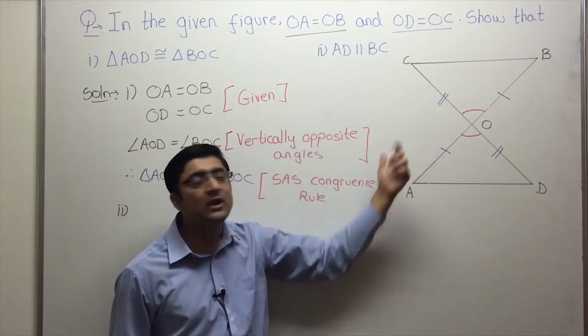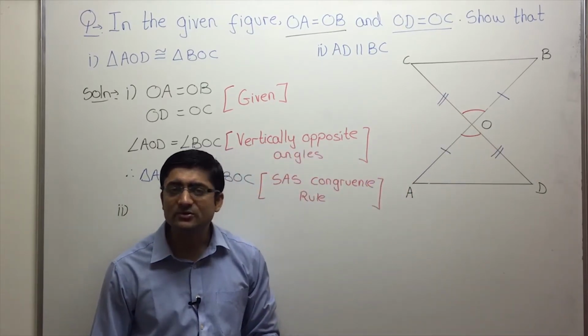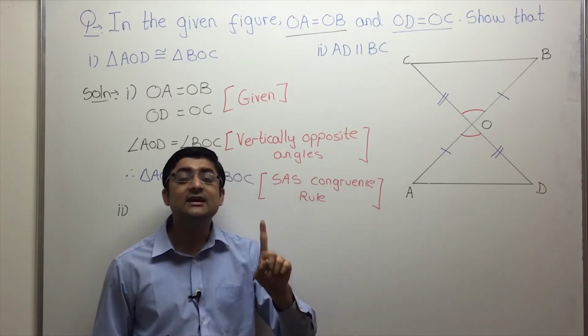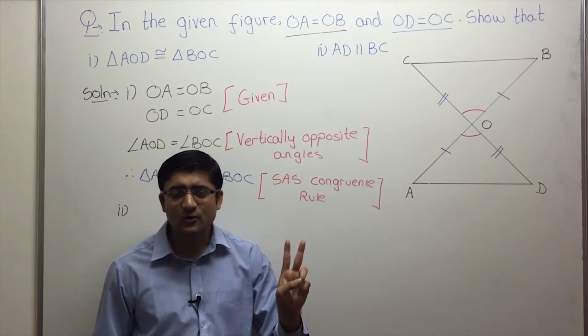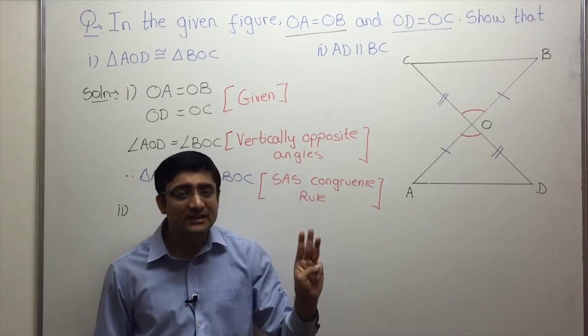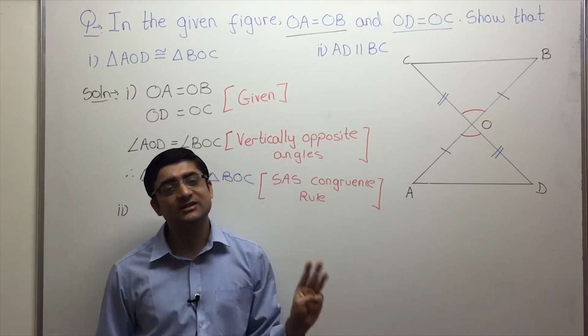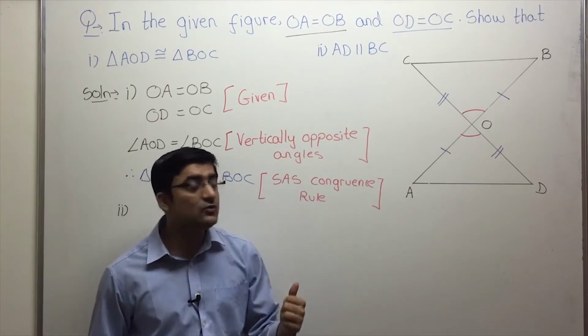Now, whenever we have two lines and a transversal, how do we show the two lines to be parallel? There are three ways. Either get a pair of corresponding angles equal, or get a pair of alternate interior angles equal, or get a pair of interior angles on the same side of the transversal as supplementary. So which of these three do we have over here?